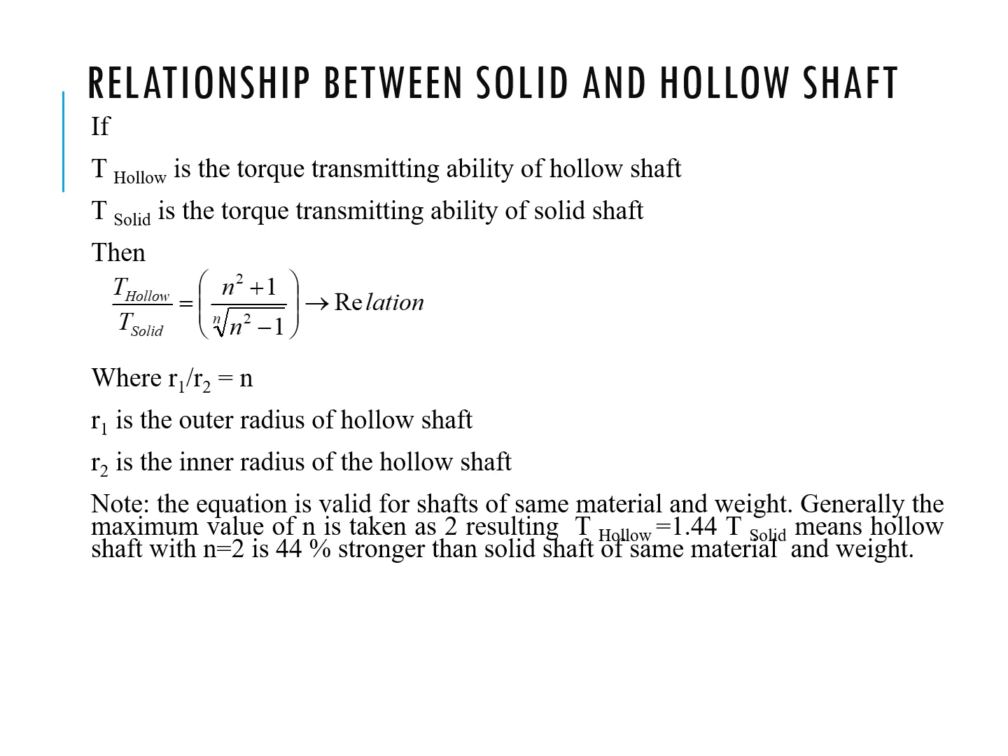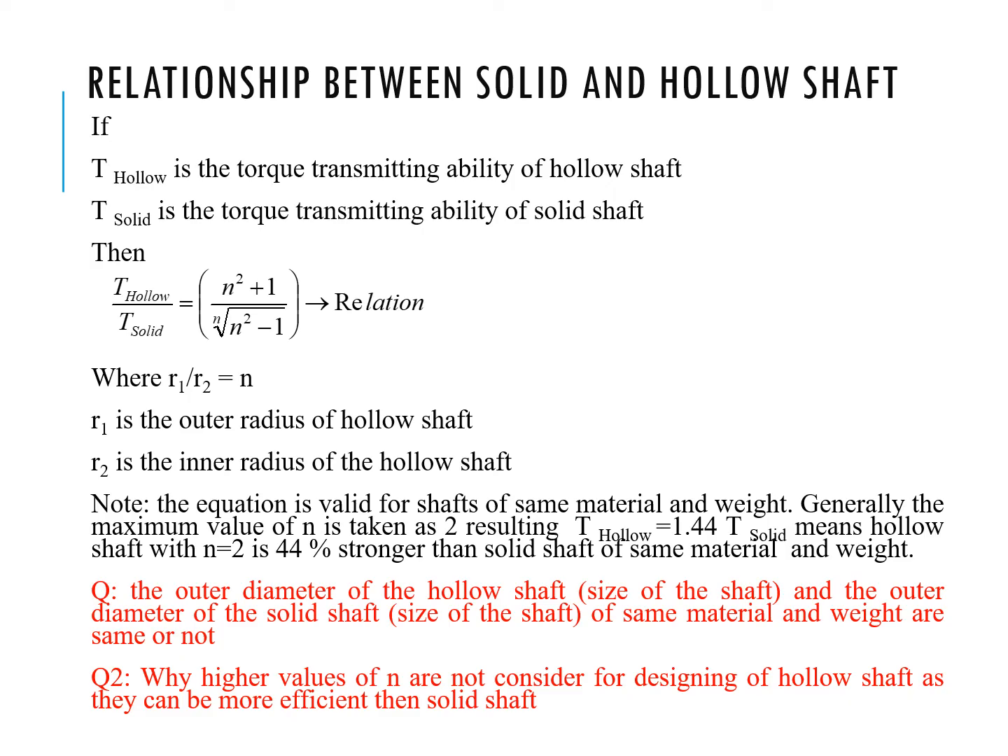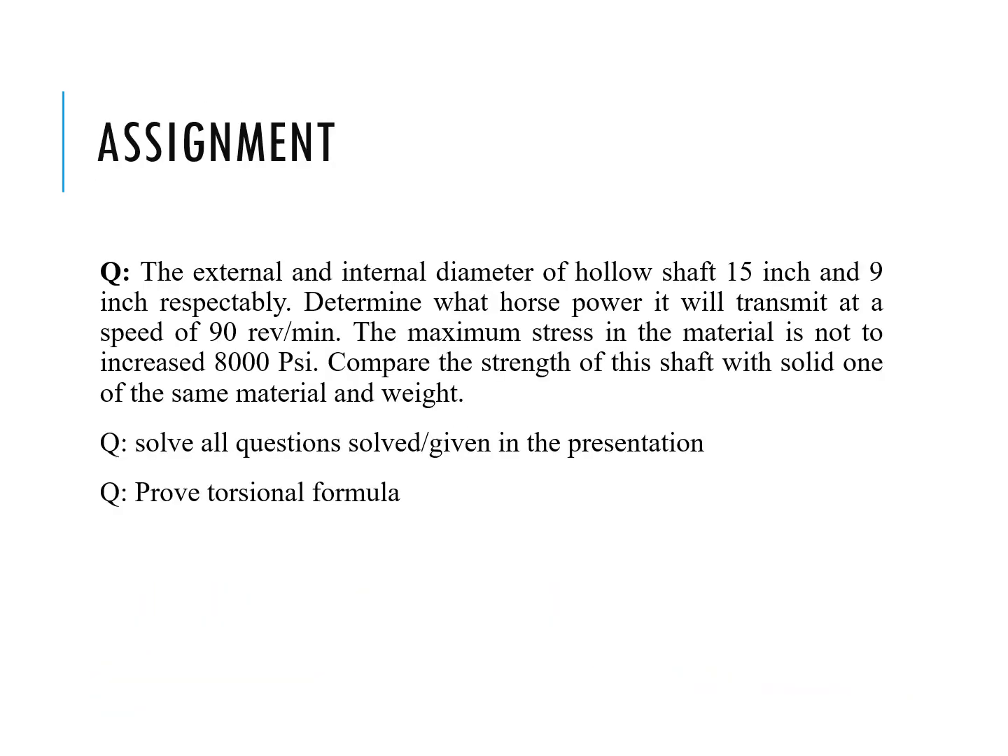Obviously, if we increase the value of n higher than 2, we will increase the efficiency, but there are a lot of problems. I want you to think yourself, in the assignment, why it is not taken more than that. The other assignment concerns the size; when I talk about the size, it means the diameter. Will the diameter of a hollow shaft and a solid shaft of the same weight and same material be the same or not? This is another question given to you to solve.